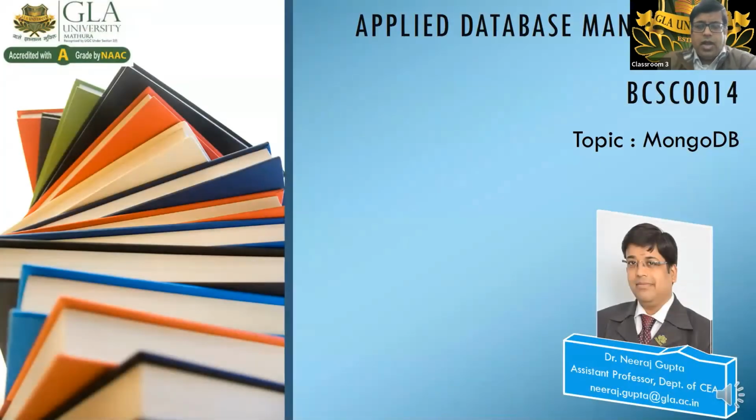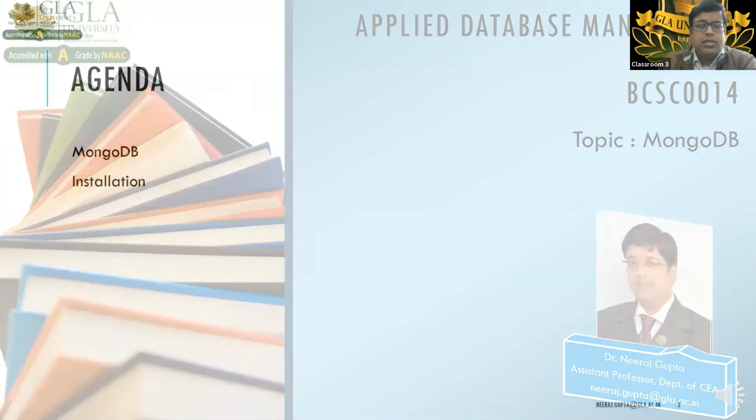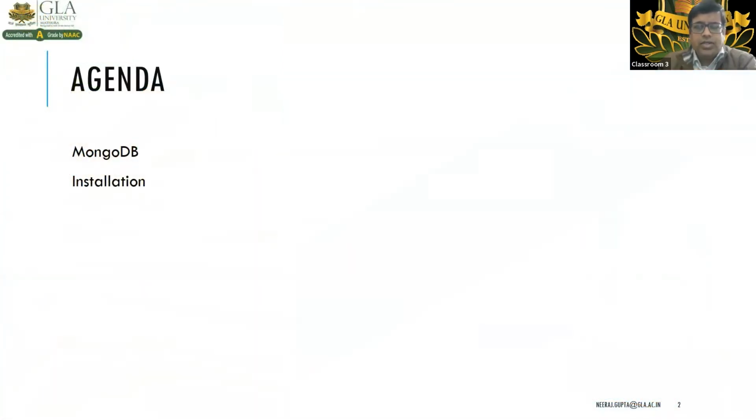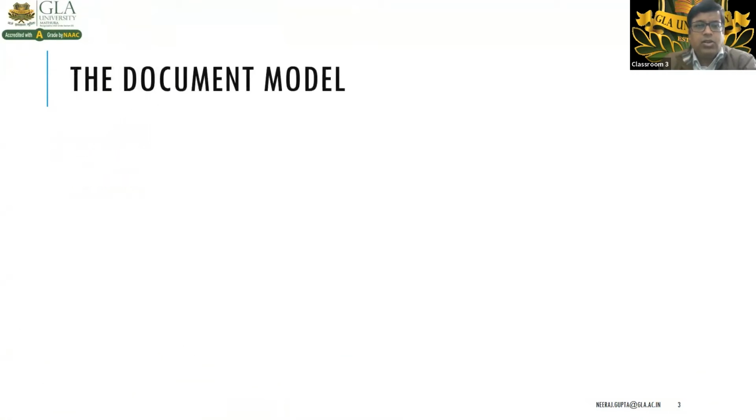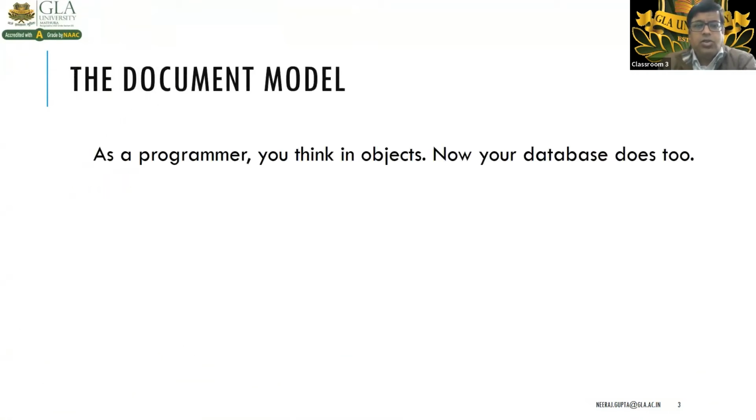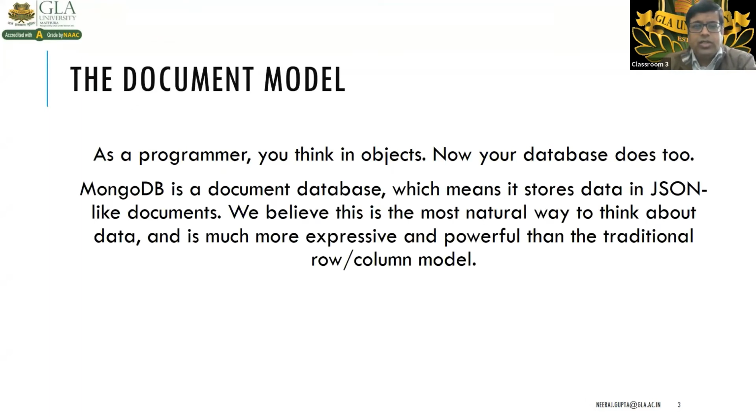So in this lecture, we discuss MongoDB. That is one of the NoSQL databases, which is document based and follows this data model, right? It's a document model, and as a programmer, you think of it as an object in object-oriented programming. Now your database does that too, right?